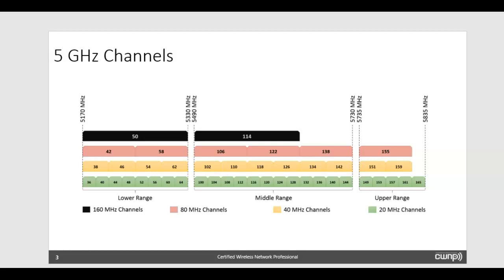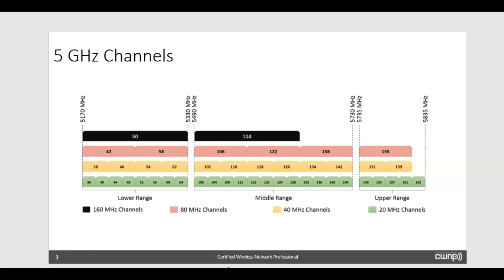Now remember, with 5 gigahertz, you also have 40 megahertz, 80 and 160 megahertz channel bandwidth. I highly don't recommend using the 80 and 160, but you can definitely get away with the 20 and the 40, which you've probably used in 802.11n and AC protocols, which allow for multiple frequency widths. So keep that in mind as far as width.